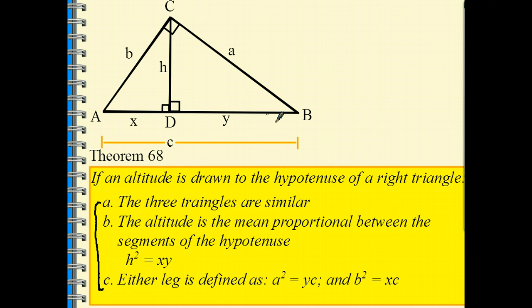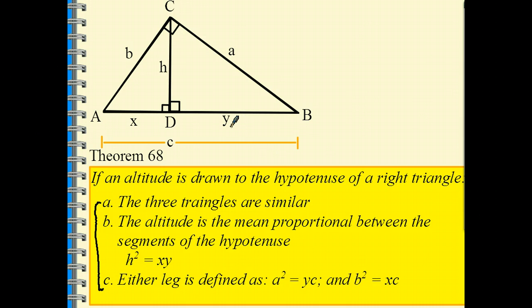Okay, now why do we call them that? Well, little a is opposite angle A. Little b is opposite angle B. Little c is opposite angle C. So that's why we call the legs A and B and the hypotenuse C.